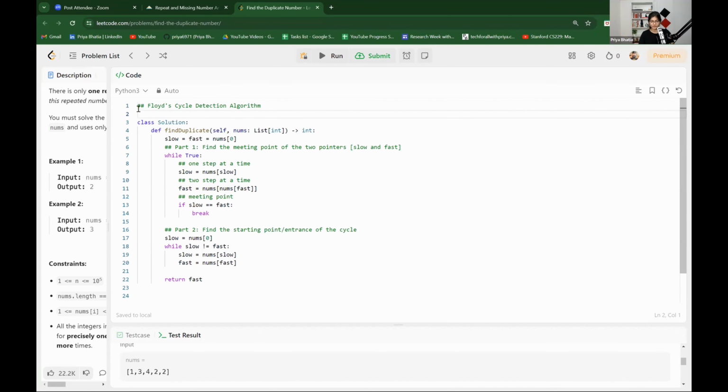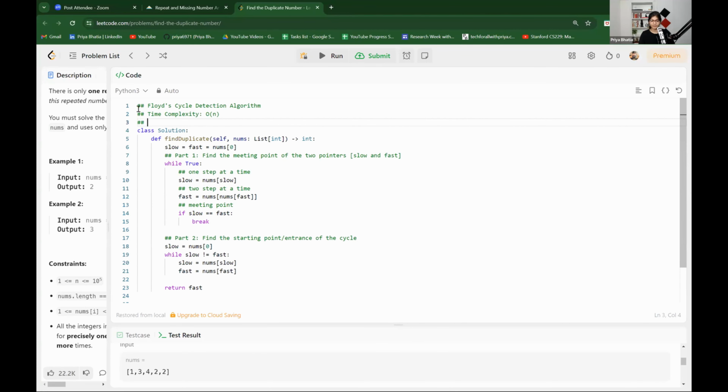You will be able to observe in this approach, the time complexity, if I ask you, what do you think? What is the time complexity? Order of n. What is the space complexity? Order of one, constant. And that is what we want, I think.